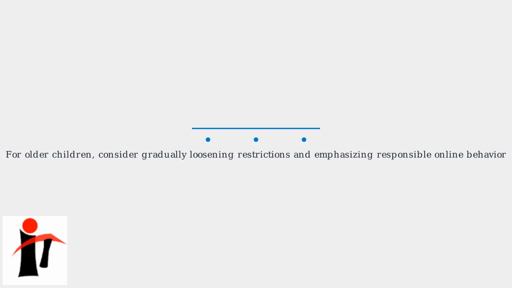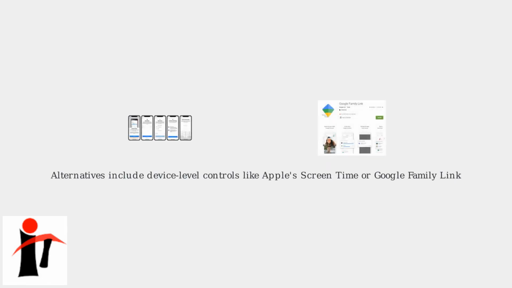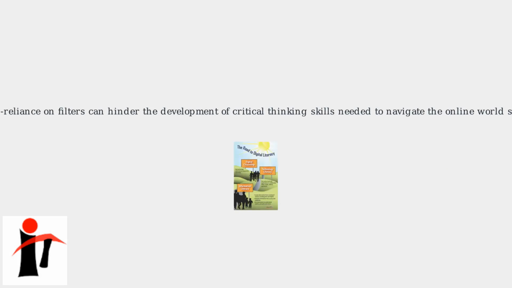For older children, consider gradually loosening restrictions and emphasizing responsible online behavior. Alternatives include device-level controls like Apple's Screen Time or Google Family Link for cross-device management. Remember, over-reliance on filters can hinder the development of critical thinking skills needed to navigate the online world safely.